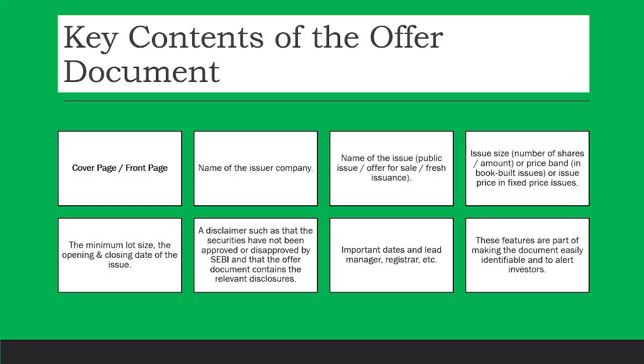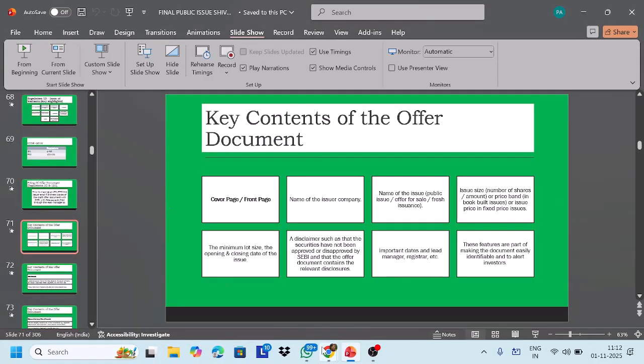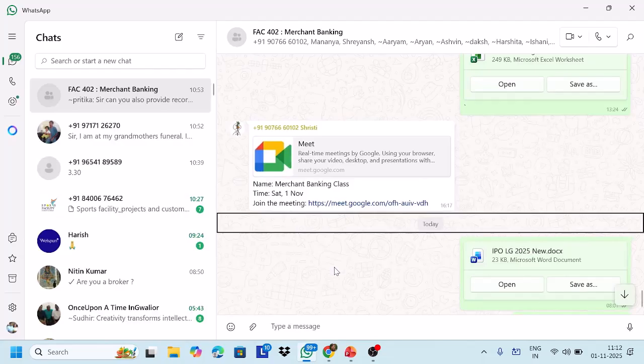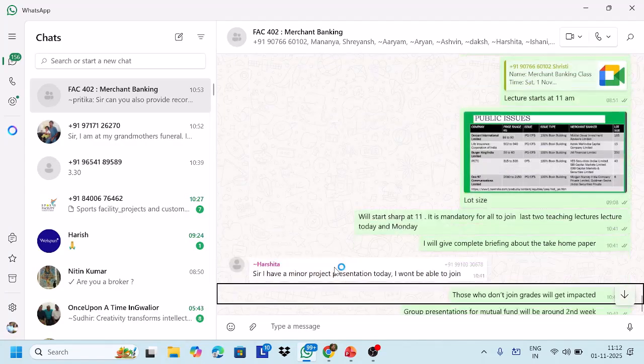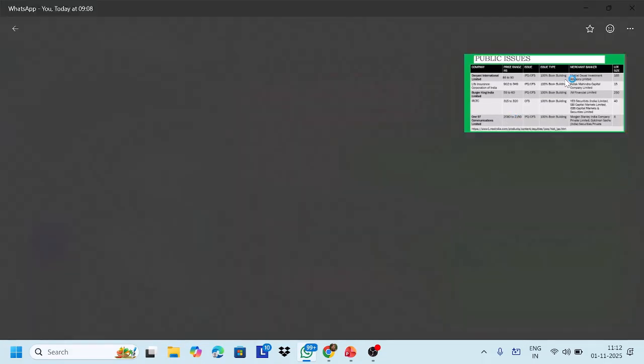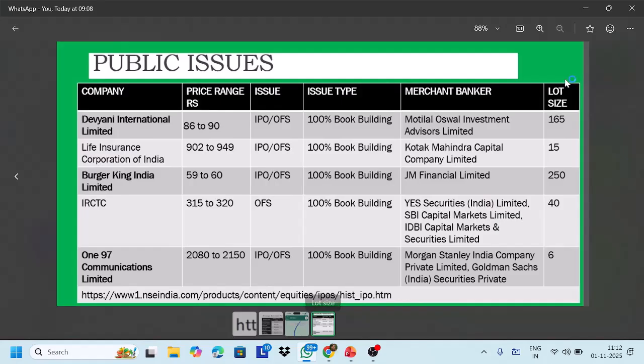Then the minimum lot size. If you remember, I sent a small slide on WhatsApp, so I'm just opening that. This slide is there in your material, but it was somewhere in the middle. So if you can see, which is the first company I mentioned? I made this about a couple of years back. So which is the first company, Srishti? Devyani International Limited. Okay, have you heard of the name Devyani International?